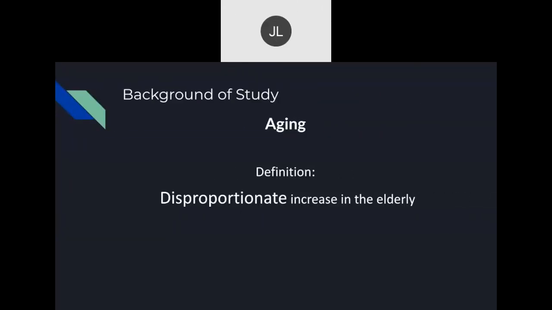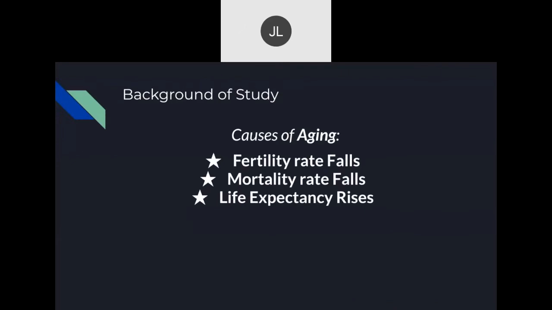So, a simple definition of aging is on the screen now: a disproportionate increase in the elderly, a progressive demographic change that increases the number of older persons, meaning persons of the age of 65 years and above, disproportionately within a population. So, when we think about this, we ask the question, how does this occur? What are the causes of aging? Aging is progressive and occurs over time.